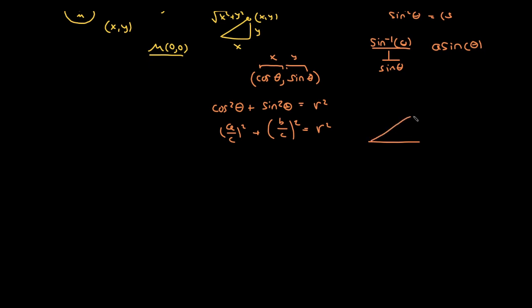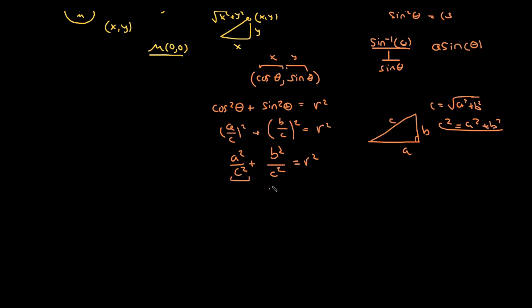Now remember, because a, b, and c are just lengths of a triangle, I can say that c is equal to a squared plus b squared, square rooted. So I'll just multiply this out and distribute the power: b squared divided by c squared, like this. And then I can say that c squared is a squared plus b squared, right here, by Pythagoras, and plug this in. So I'll get a squared divided by a squared plus b squared, plus b squared divided by a squared plus b squared, equals r squared.